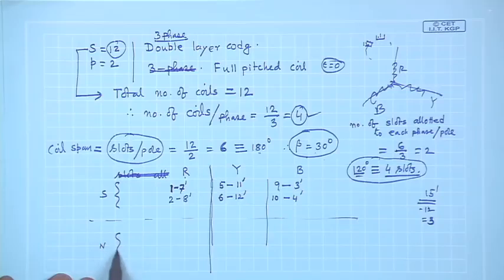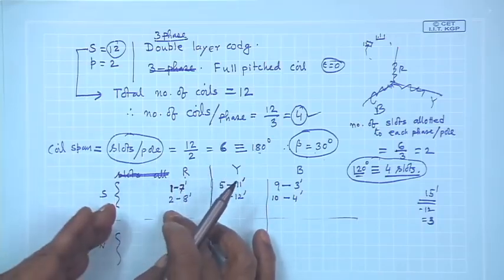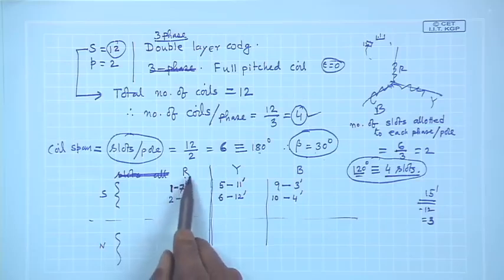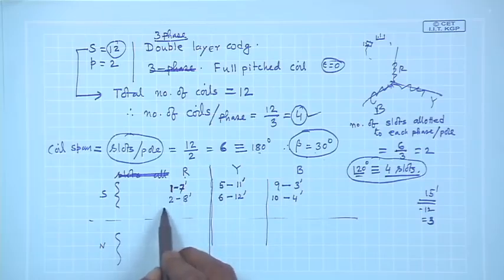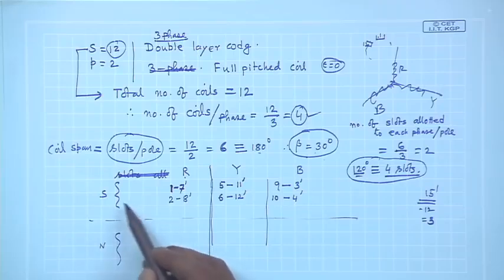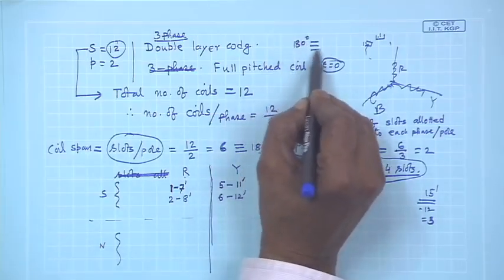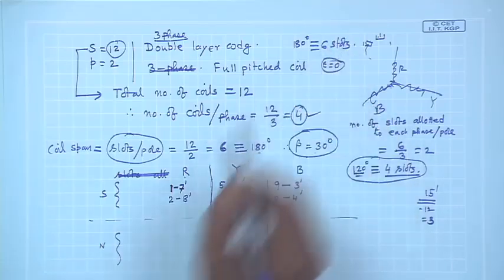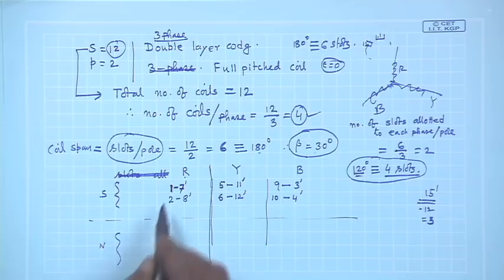Suppose you see the other pole, that is you have started R phase and under one pole you have allotted 2 slots here. Then the next 2 coils which will also be distributed should start from after 180 degree, because angle between south and north pole pitch is 180 degree. 180 degree is equivalent to 6 slots. So, it should start from 7, that is 1 to 7.